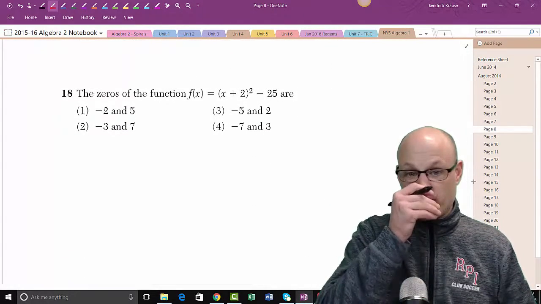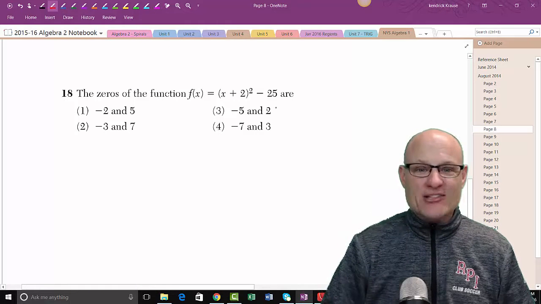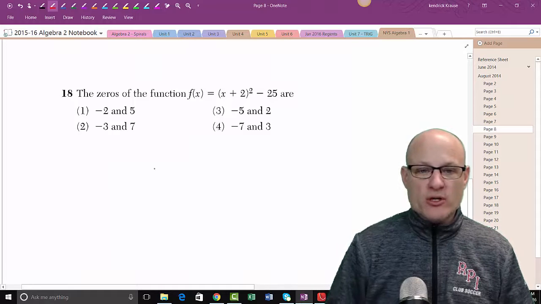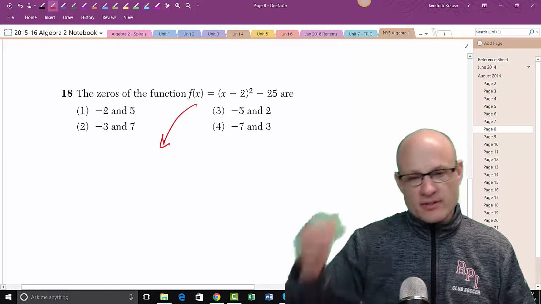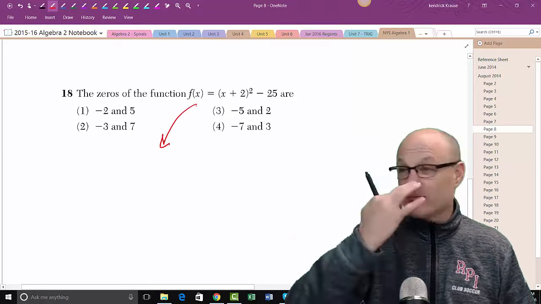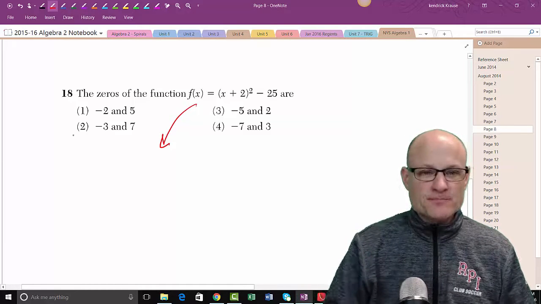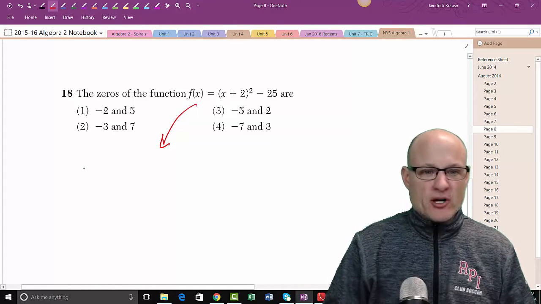Determine the zeros of this function. Well, I can do one of two things. I can sub in or I can distribute out. So we're going to do this 3 ways. The first way is the hardest way. We're going to write x plus 2.